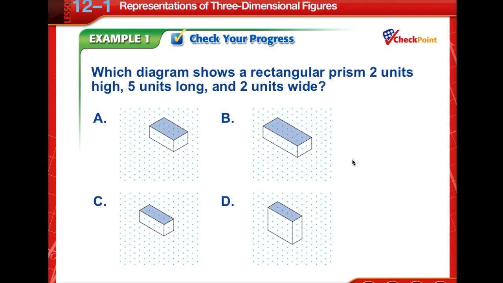Okay, check your progress. Which diagram shows a rectangular prism 2 units high, 5 units long, and 2 units wide? So pause the video and study the figures and then come back and check your answer. So it's 2 units high, 1, 2, 2 units wide, 1, 2, and 5 units long, 1, 2, 3, 4, 5. Notice that this one is 3 units wide. This one is more than 5 units long, and this one is more than 2 units high.